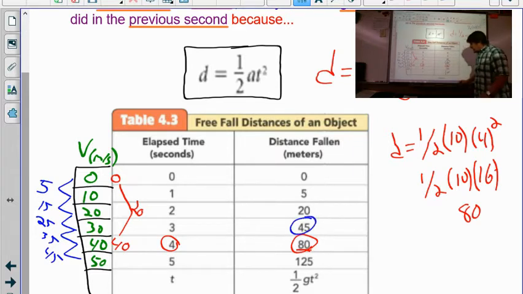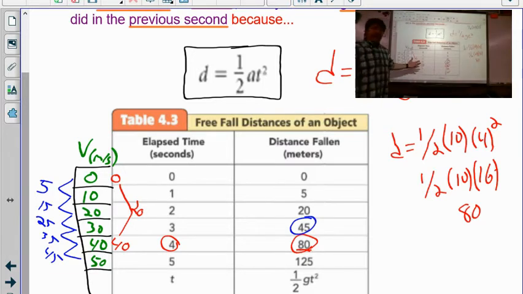Okay, so there are several ways of doing it, and hopefully that will make sense to you. But again, this is meant to show you that speed and distance, you've got to keep those separate. You've got to know what you're looking for there.